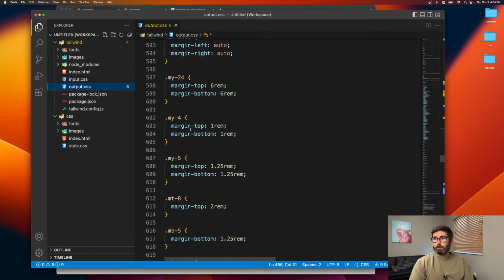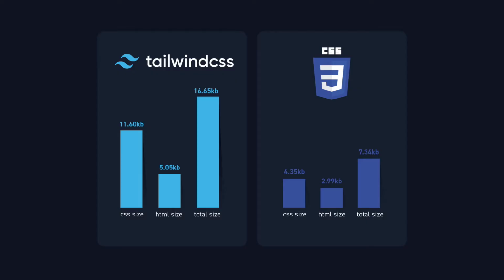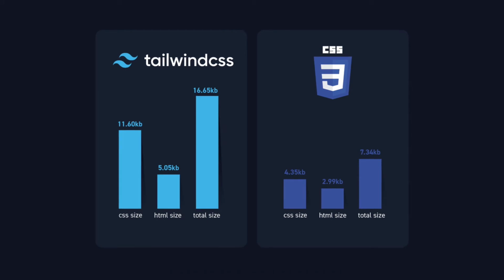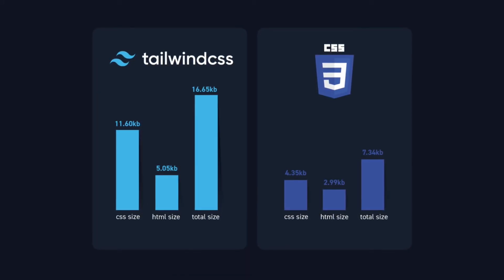And yeah, so let's talk about the file sizes and the output. So what I did is I deleted the extra stuff that I did on the Tailwind side, and then I minified all the files. And here's the sizes I got for everything. So we'll start with CSS. For the CSS, it was 4.35 kilobytes. The HTML was 2.99. And the total size was 7.34.